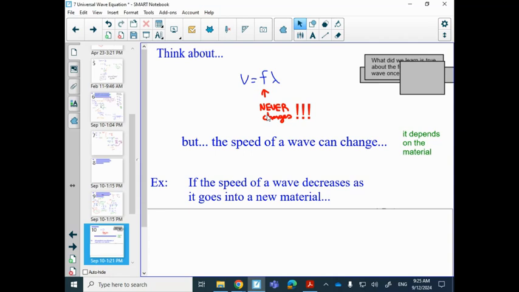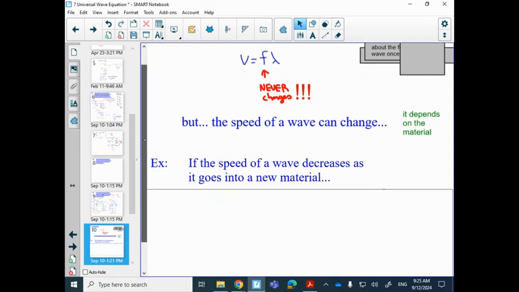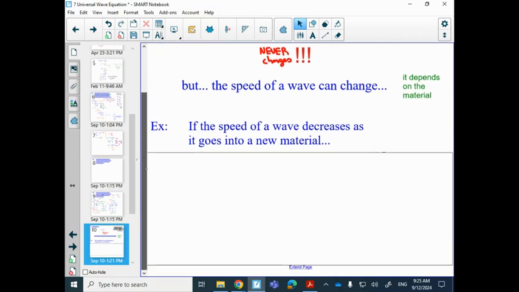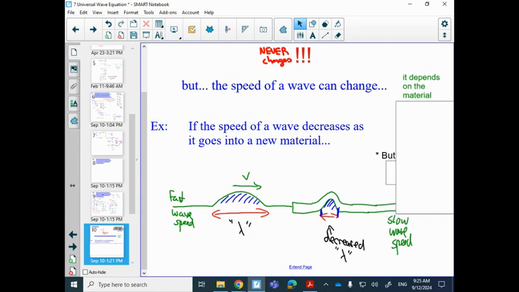We found that if we had a dense spring versus a light spring, or the less dense spring or whatever, the speeds change, or if the tension changes. And so if the speed of a wave decreases as it goes into a new material, you might see something like this. Right? So this wavelength here, from there to there, goes into a slower material, and that wavelength is going to decrease.